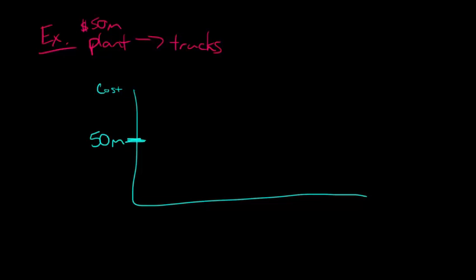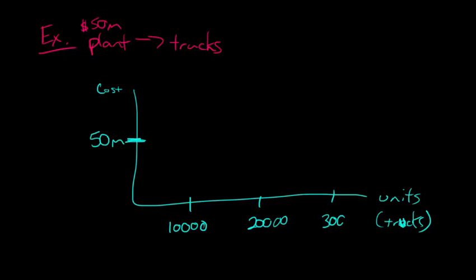And then the number of units produced, or trucks, we'll have down here. That looks like an A instead of a U. That's our number of trucks, and we'll just say, let's say here's 10,000, and then we've got 20,000, and then we've got 30,000. Now, how is the cost going to behave as the number of units that we produce changes?